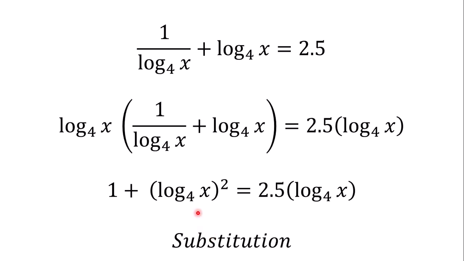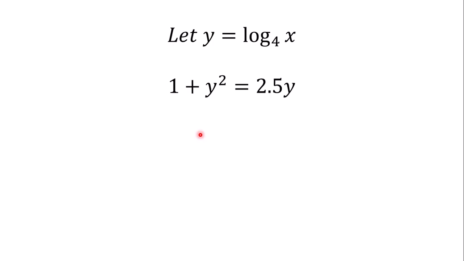So we're just going to let y be equal to log of x to the base of 4. Wherever you see log of x to the base of 4, you just put y there. Now the equation is (1 plus y) squared is equal to 2.5y.